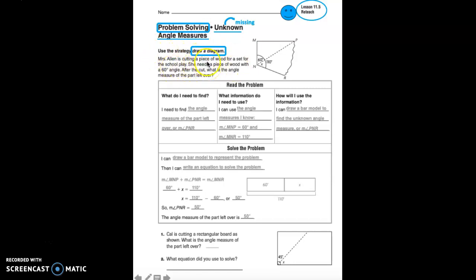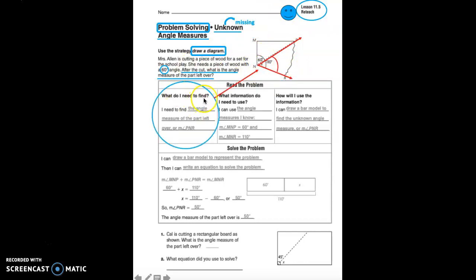Mr. Allen is cutting a piece of wood for a set in the school play. She needs a piece of wood with a 60-degree angle. After the cut, what is the angle measure of the part left over? Now I've circled my 60 degrees because that's the number they have given us, and I've underlined my question. I know that's what I need to find, and I'm going to be using this diagram here.